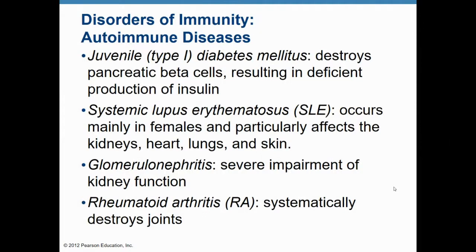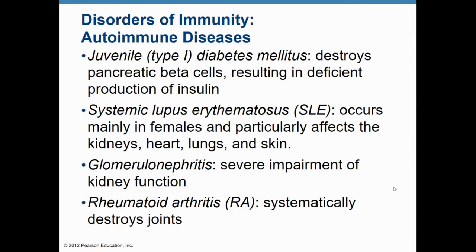Other autoimmune diseases, we have juvenile diabetes mellitus, the one that they call type 1 diabetes. This is when the immune system is going to destroy the beta cells of the pancreas that secrete insulin. There is systemic lupus erythematosus, or SLE. This occurs mainly in females, and it particularly affects the kidneys, the heart, the lungs, and the skin. There is glomerulonephritis, which is going to be severe impairment of kidney function because the immune system is attacking the kidney tubules.